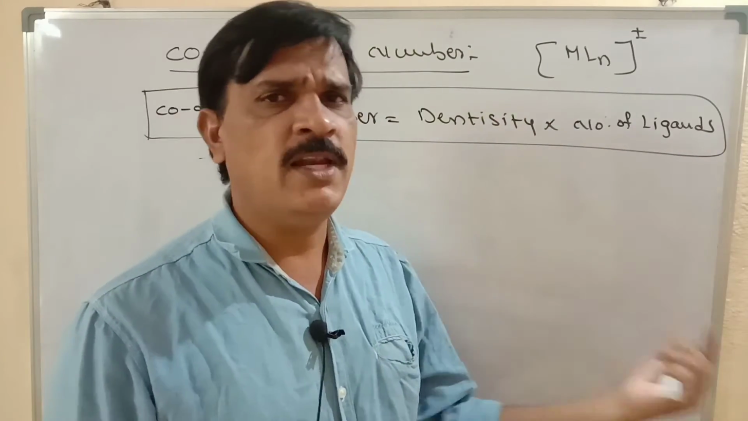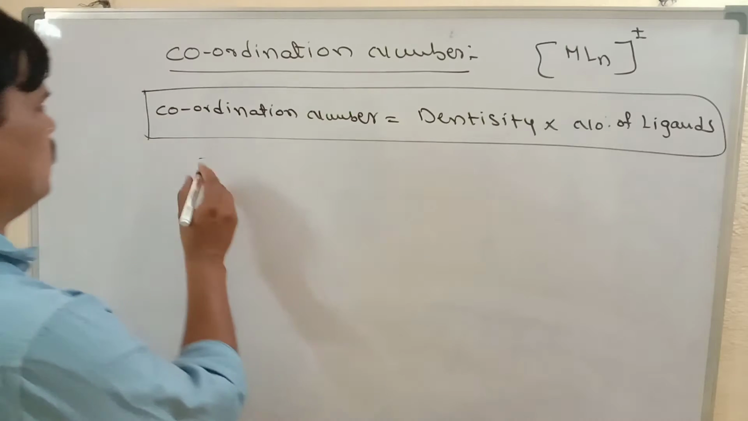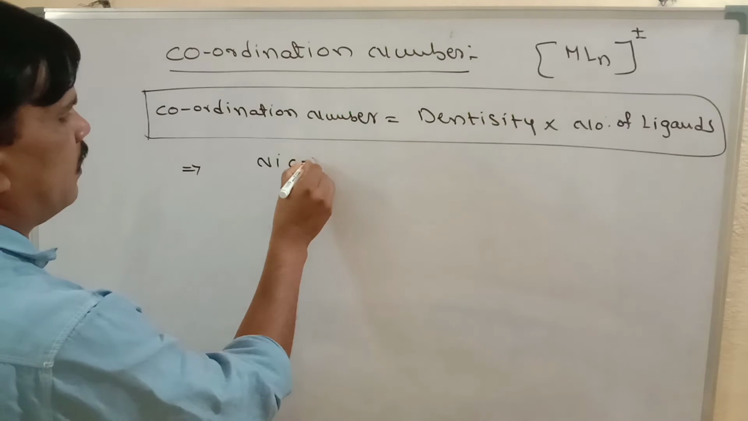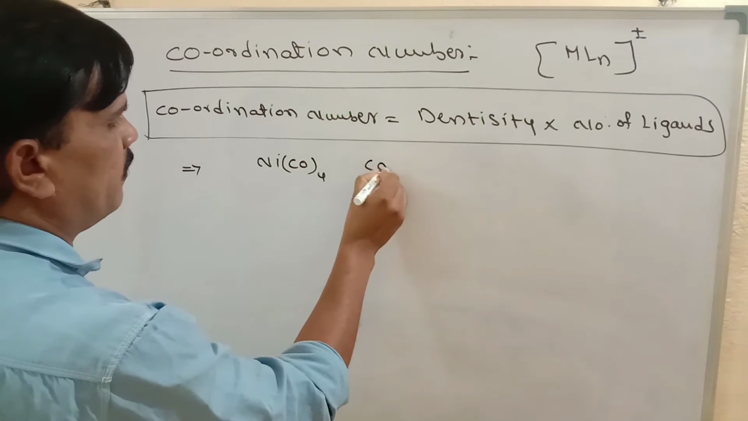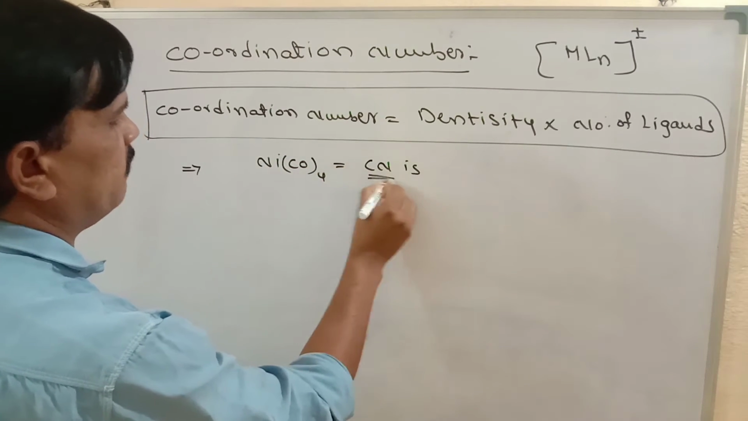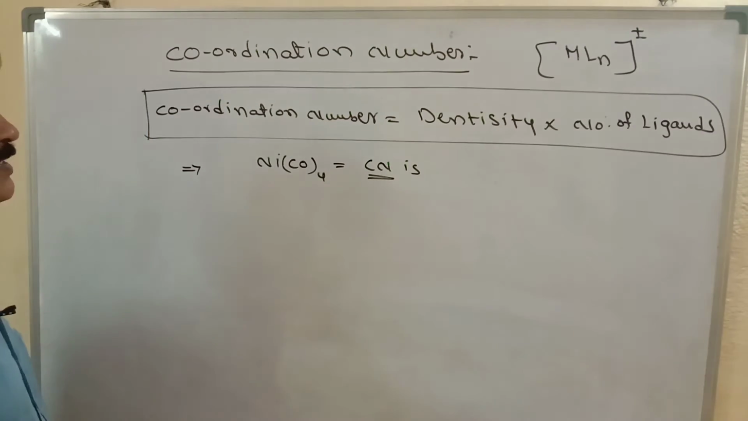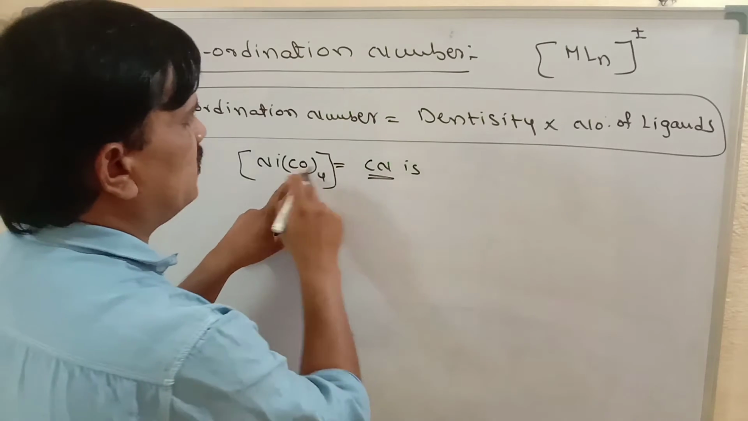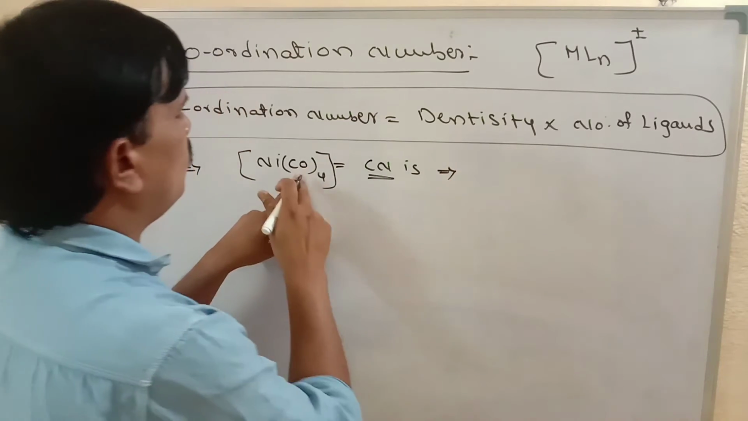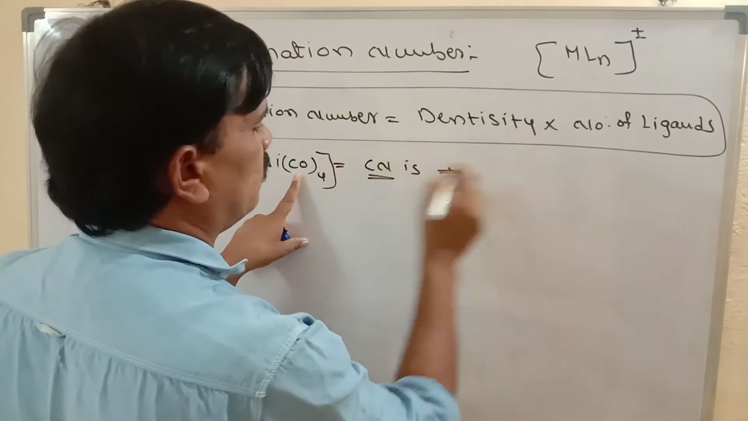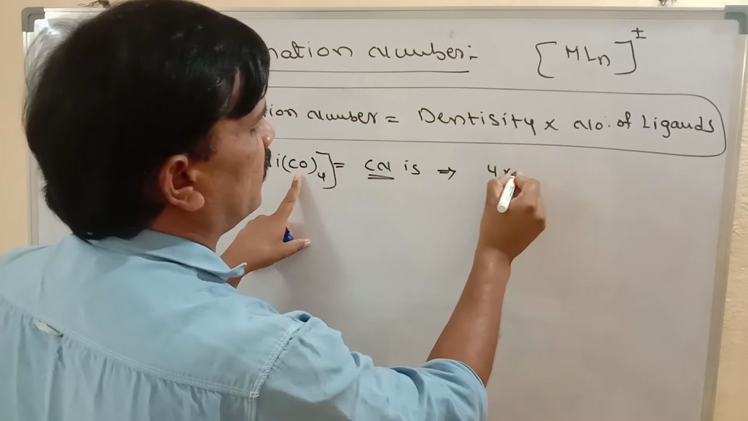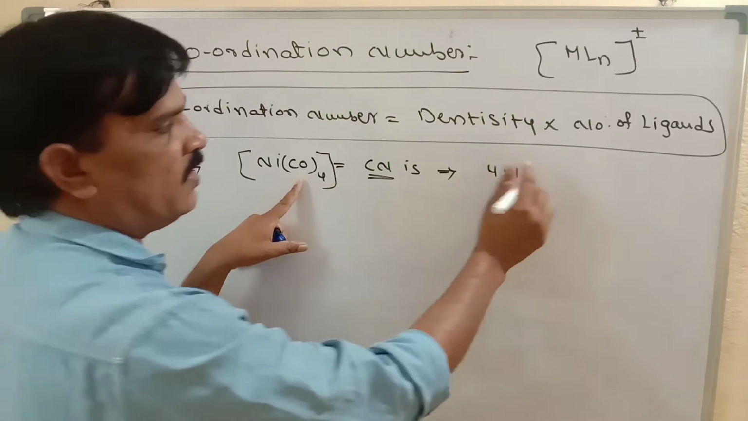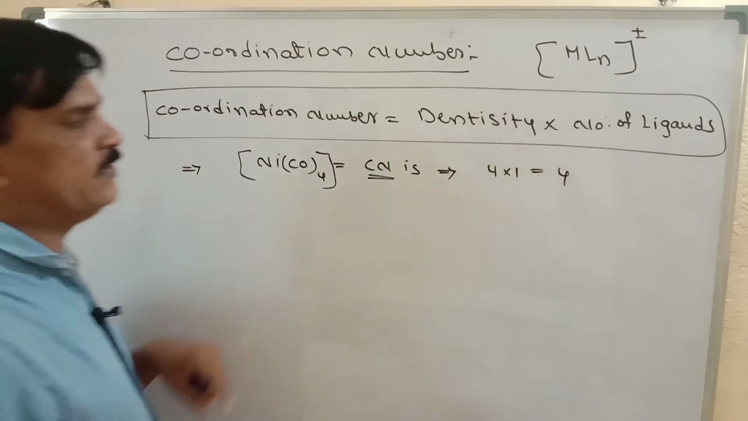Next, number of ligands. How many ligands are there? 1, 2, 3. I want to give examples one by one. Nickel tetracarbonyl: CN means coordination number. How many ligands are there in this complex compound? CO is a neutral ligand, monodentate, so its denticity is 1. There are 4 ligands, so its coordination number is 4.